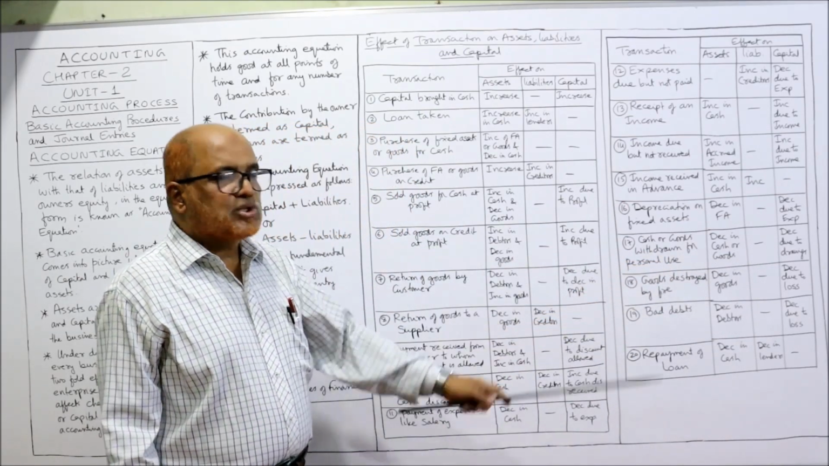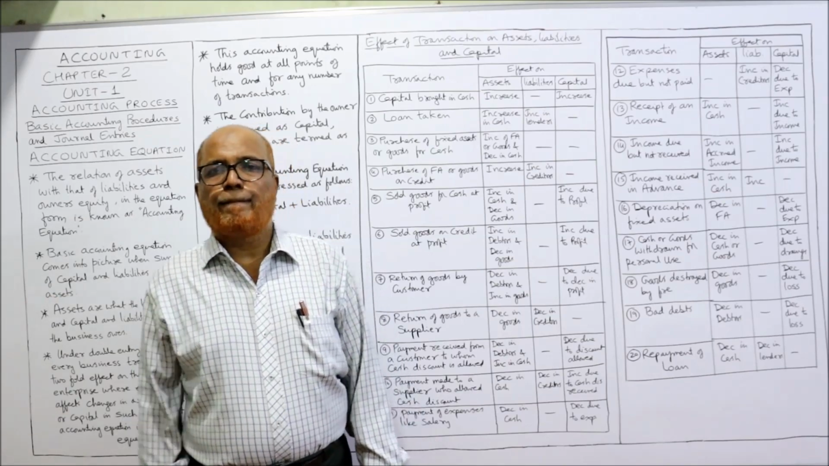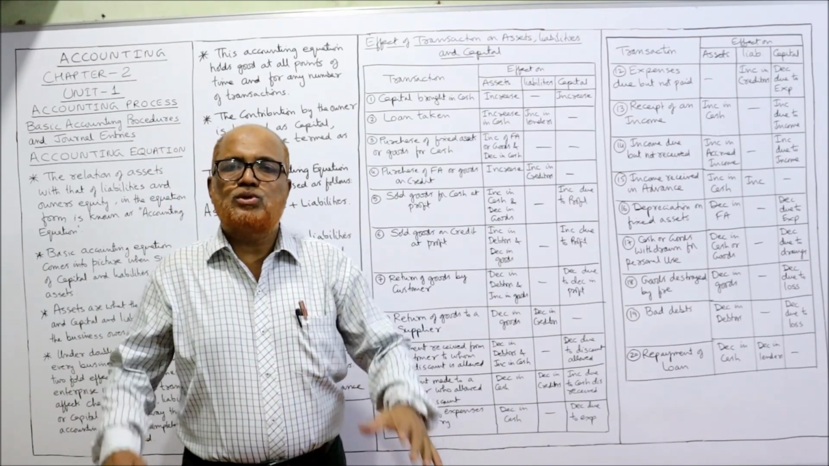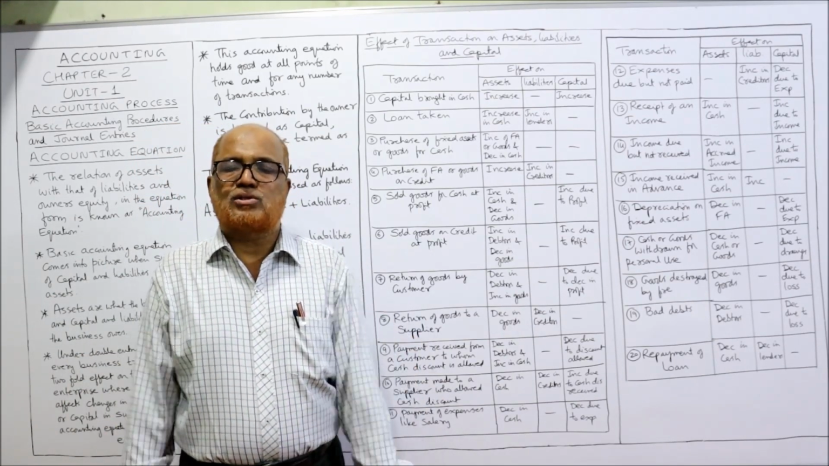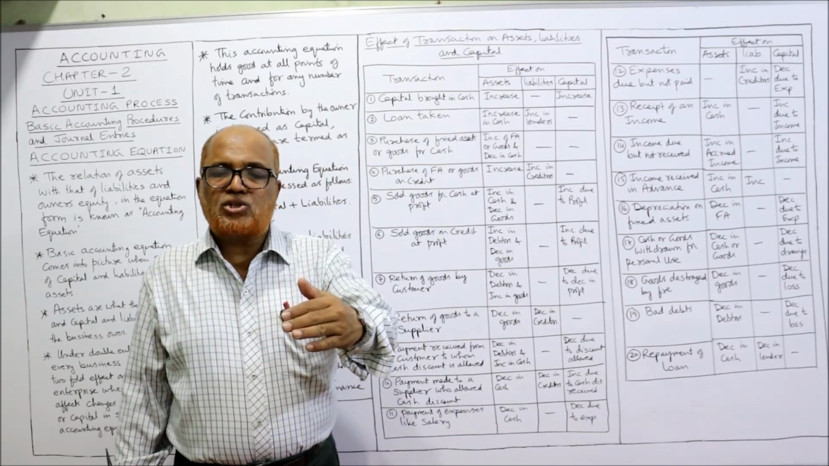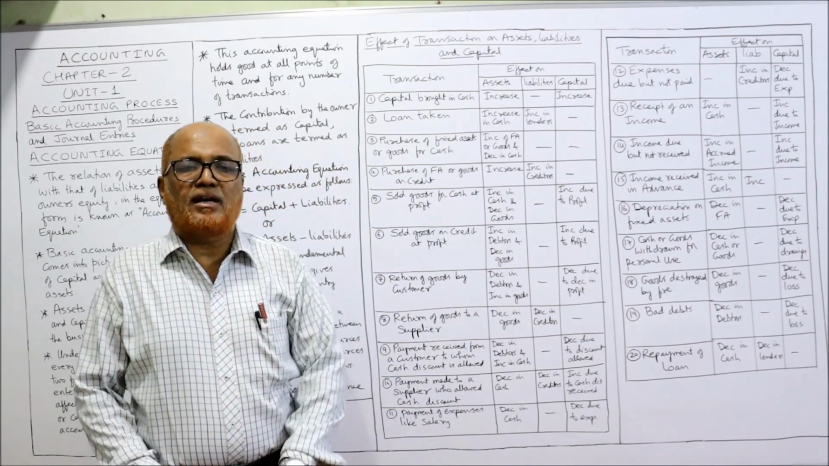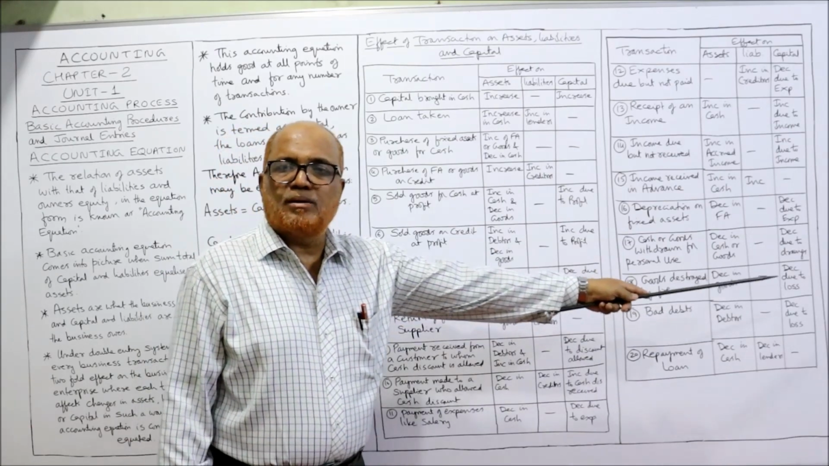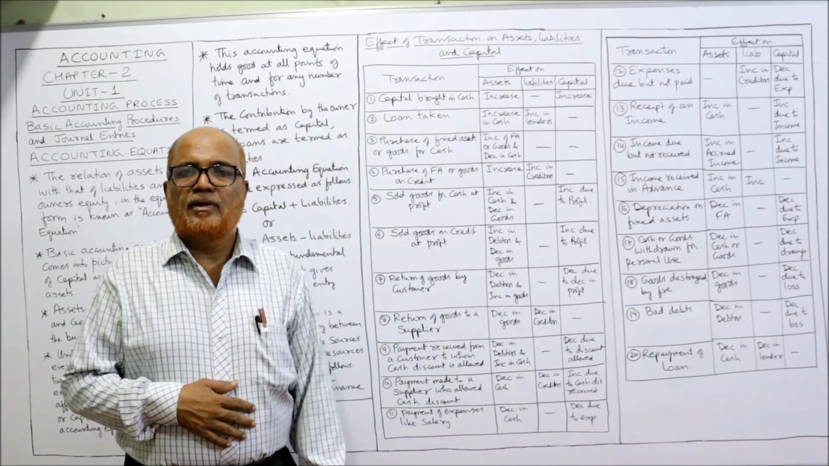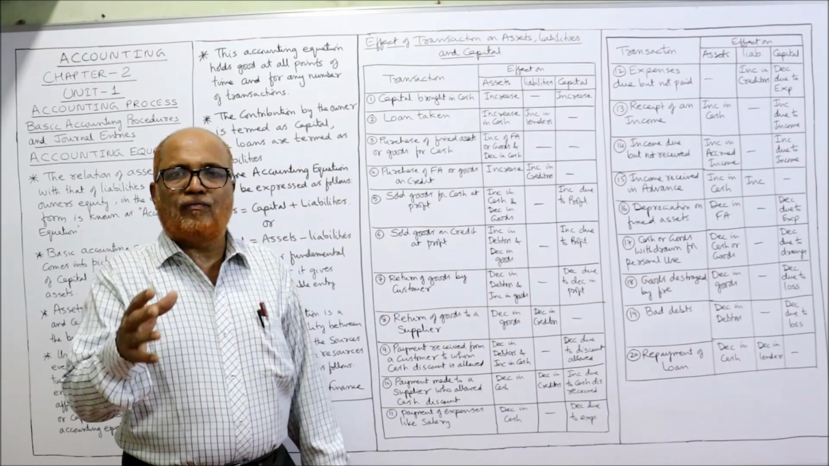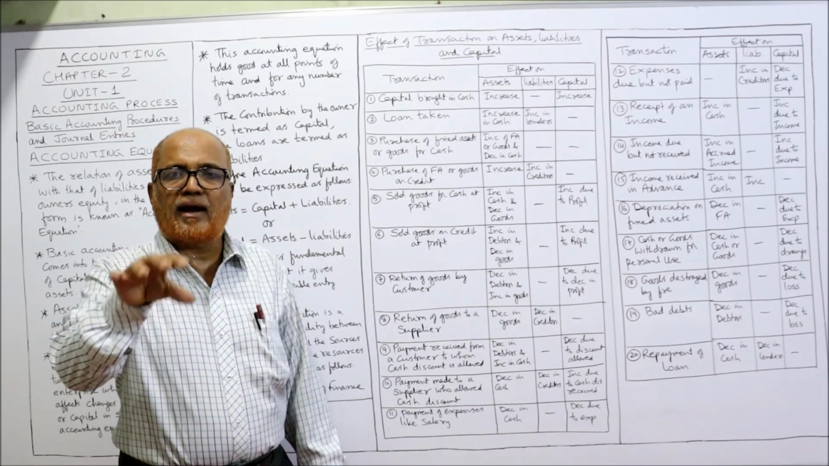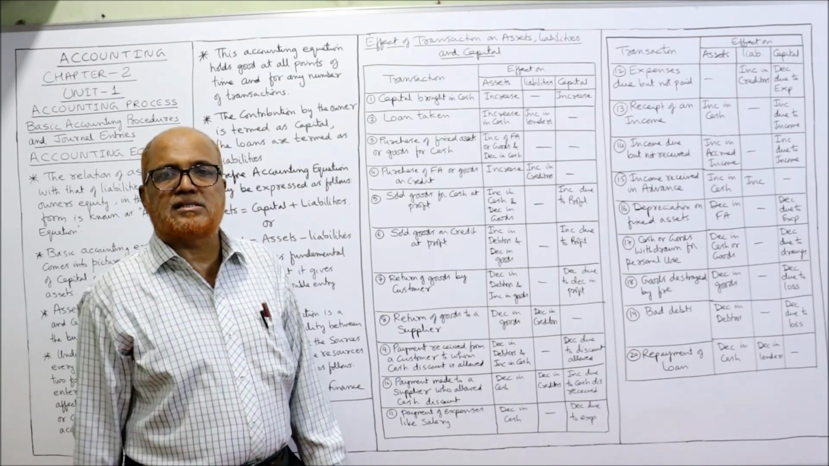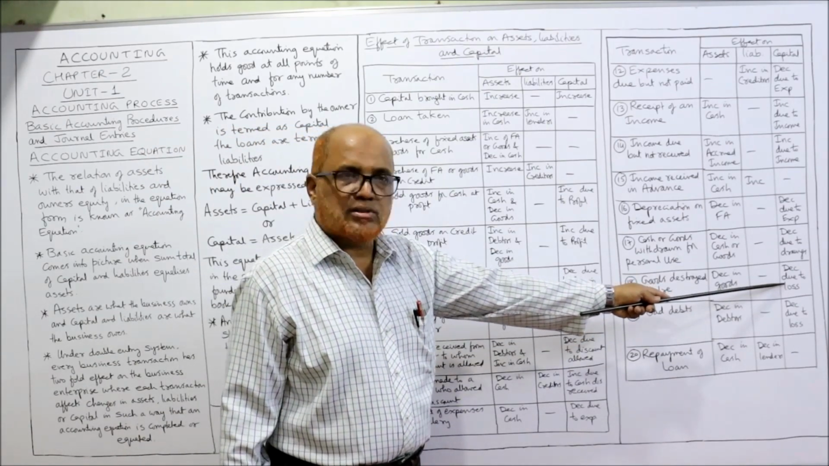Next one, goods destroyed by fire. Due to fire, some goods are destroyed. It is a loss. When goods are destroyed, the assets will decrease. So decrease in goods, decrease in assets. Similarly, it's a loss. The loss due to fire is a loss on account of which the capital will get decreased. So decrease due to loss.